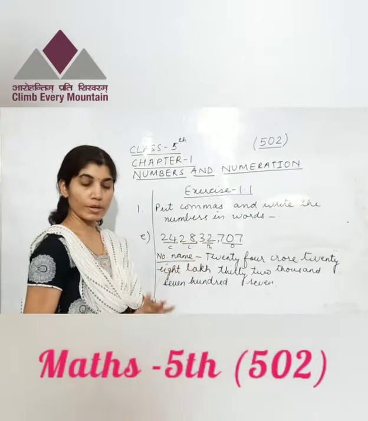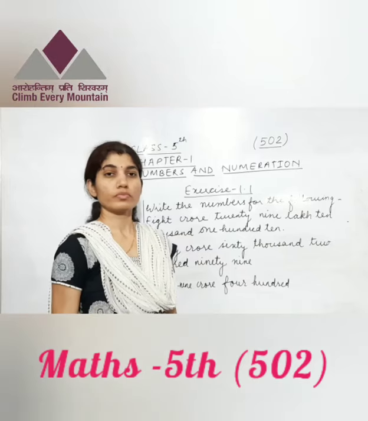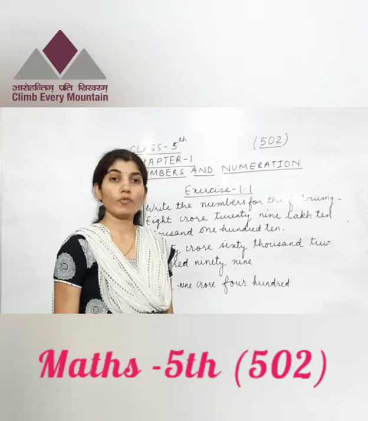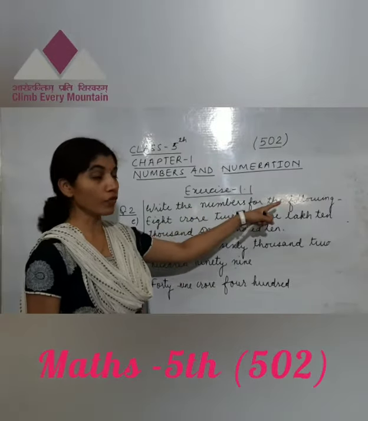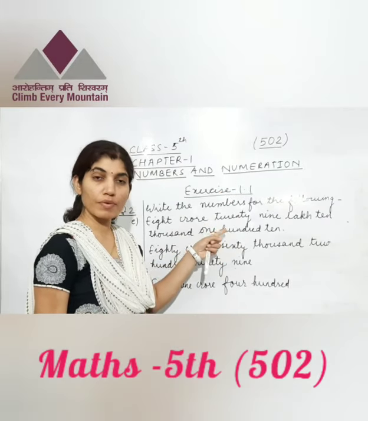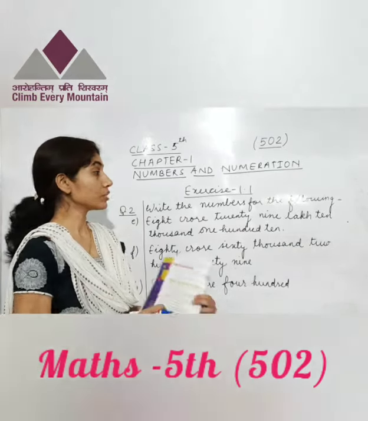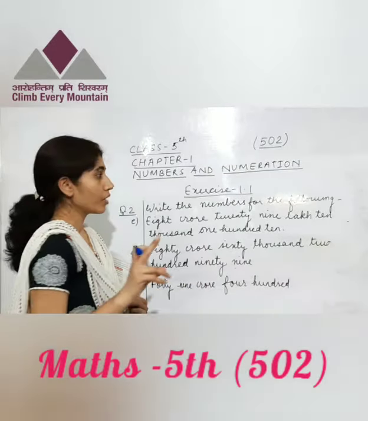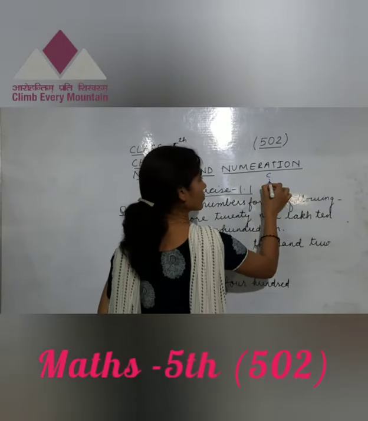2 parts I have explained you. Now we are coming to question number 2. Okay, now we are starting question 2. Question 2 is write the numbers for the following. Now your number name is given, means word form is given and we have to write the numeral for it. Okay. Now here same thing we have to keep in mind, that crores period should have 2 places.